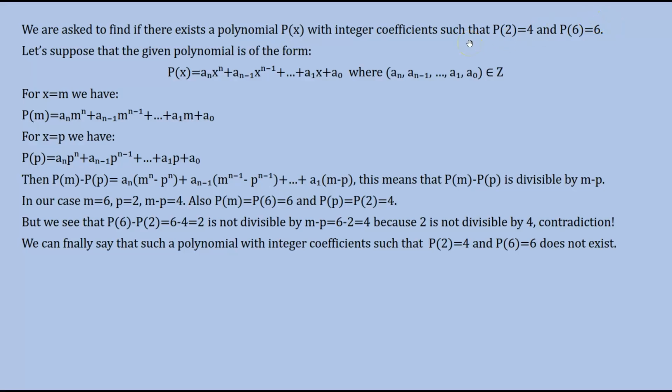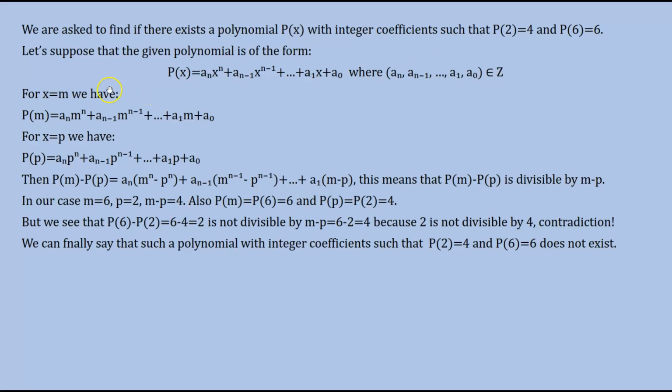Now, in order to solve this problem, we will suppose that the given polynomial is of the traditional form, where p of x is equal to a_n times x to the power n plus a_{n-1} times x to the power n minus 1, up to a_1 times x plus a_0, where, as the request of the problem gives us, all the coefficients a_n, a_{n-1}, a_{n-2}, up to a_1 and a_0 are integers.